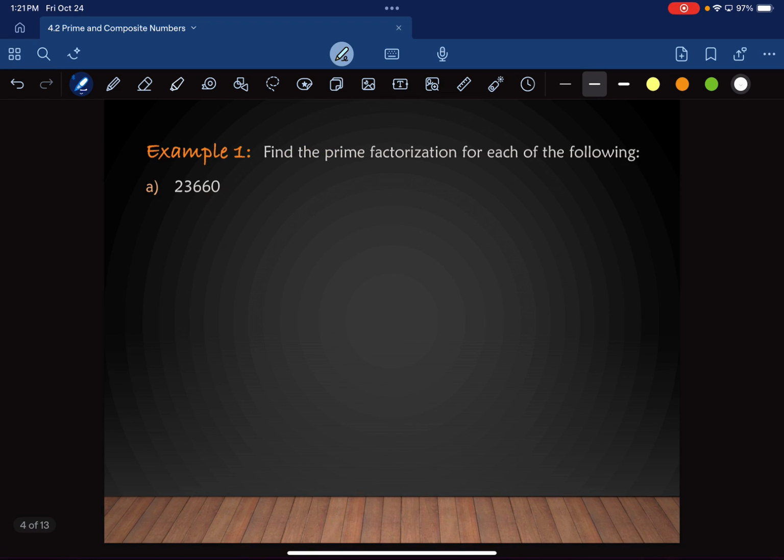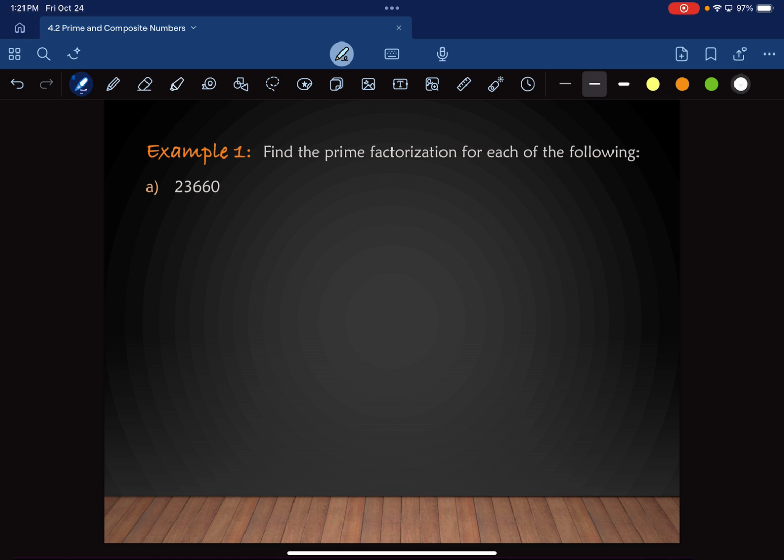So what we're going to do next is look at a couple of different ways of doing prime factorization. And we're also going to look at what types of numbers move us into maybe a different strategy. So we're dealing with just a large number. This is 23,660. I'm going to show you two ways to do prime factorization for this. But the answers will be the same, right? Because prime factorization is unique.